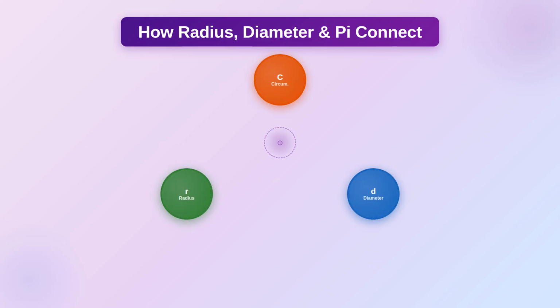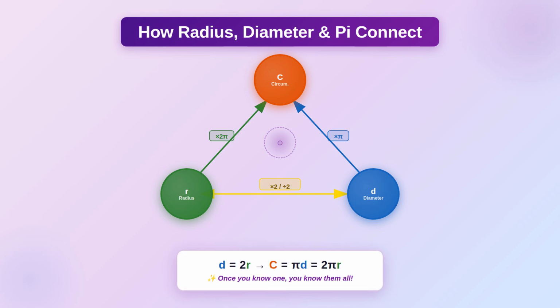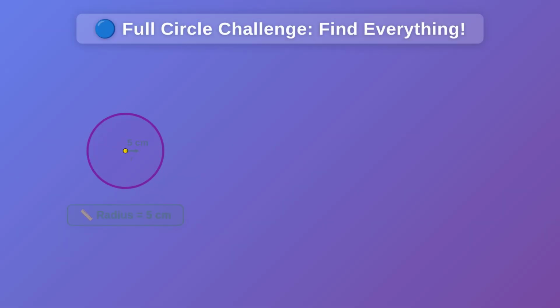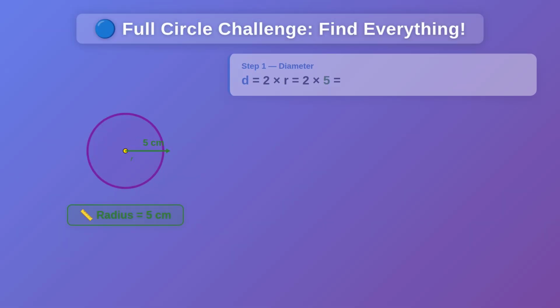Here's the big picture moment Maya had, and it's beautiful. These three things, radius, diameter, and pi, are all connected in one elegant system. Know the radius? Double it to get the diameter, then multiply by pi to get the circumference. Know the diameter? Divide by 2 for the radius, or go straight to multiplying by pi. Know the circumference? Divide by pi to get the diameter. It's like a circle family. They all look out for each other. Once you see this connection, every circle problem becomes a puzzle you already know how to solve.